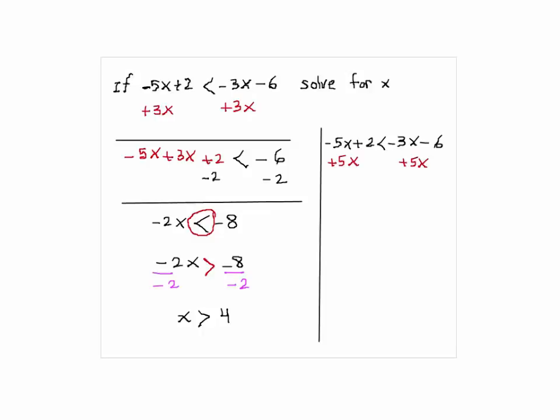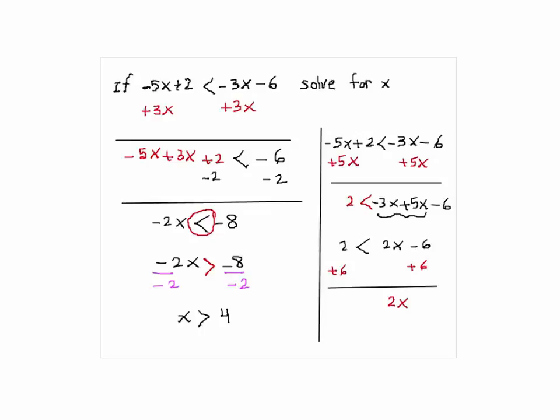Okay. If I do that, then I would get, on the left-hand side, just 2. And on the right-hand side, I would get negative 3x plus 5x. You see the coefficient of x turns out to be positive now. So this would be 2x minus 6. And then if I add 6 to both sides of the inequality, then I don't have to worry about that negative coefficient, and then I don't have to worry about switching the direction. So here I get 2x, and here you get greater than 8. So if I divide both sides by 2, x would again be greater than 4. You see it's the same answer, right?